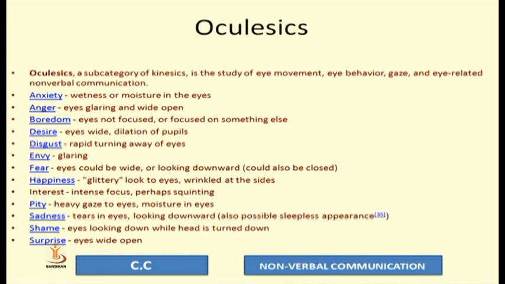And surprise, when you get as a part of surprise, your eyes are wide open. When you get something that you have not expected, your eyes are completely open, wide open. We'll move on after the oculesics. We have already seen what oculesics is all about. Oculesics talks about the eye movements. Let's read more about eye contact and eye movement.